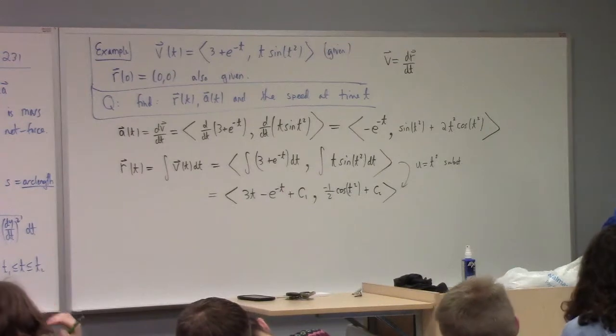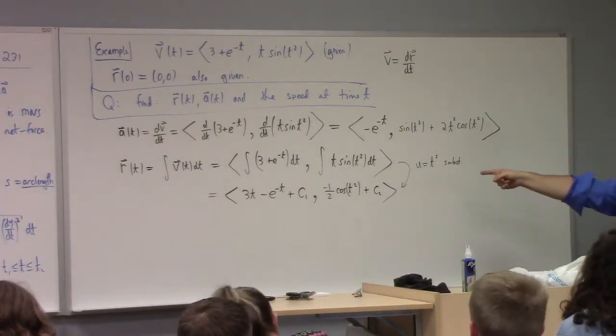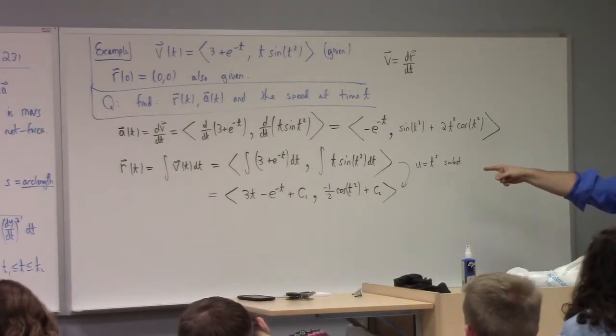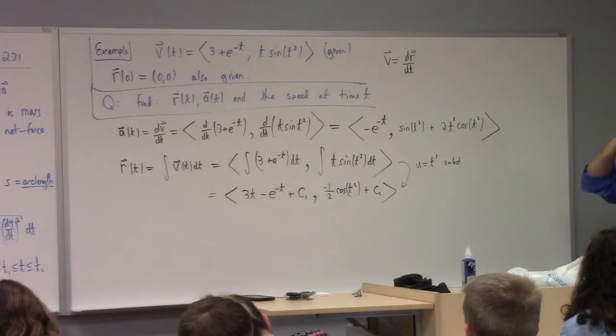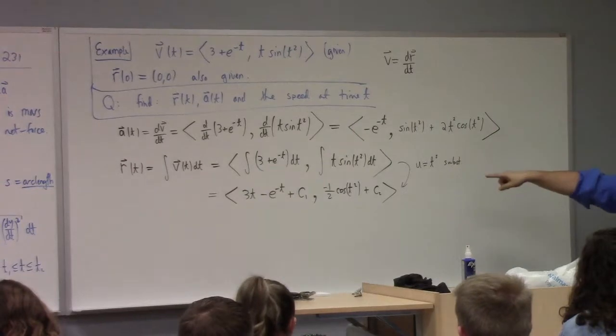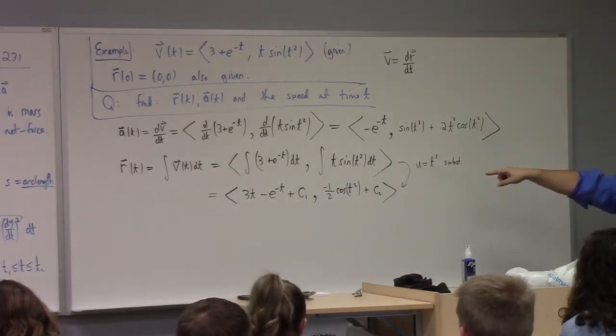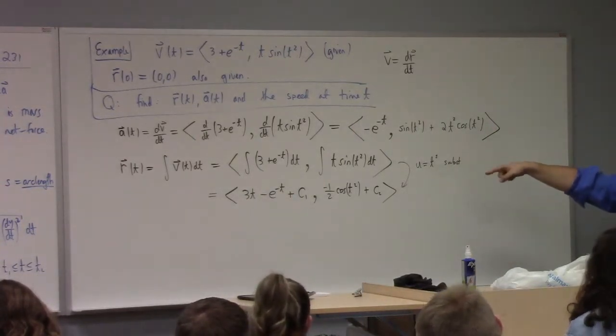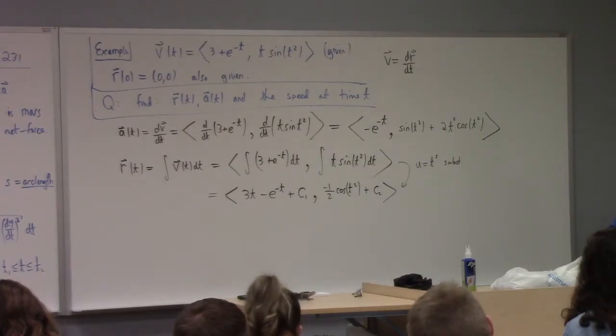Now, believe me, don't believe me, differentiate my y component. Does it work? If we differentiate cosine of t squared, we get minus sine of t squared times 2t. The 2 cancels with a half, the minus cancels with the minus, and I'm left back with t sine t squared. As you can see, my integration is legit.